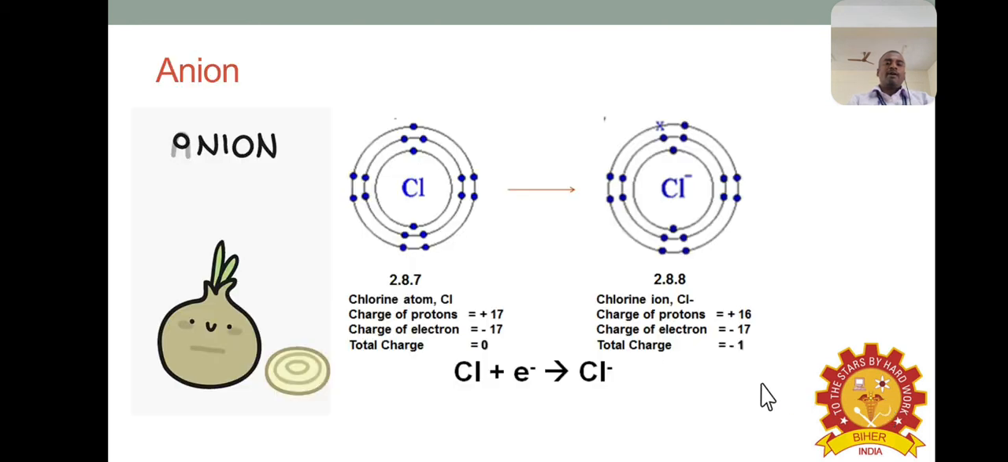Next is the formation of anion. On the other hand, in chlorine, the outermost orbital has 7 electrons. So it wants to follow the octet rule. So it gets the electron released from sodium. When one electron is added to the outermost orbital of chlorine, it will have 8 electrons in the outermost orbital. So when Cl gets an electron, it forms the Cl minus ion. It will form as an anion. This is step 2.